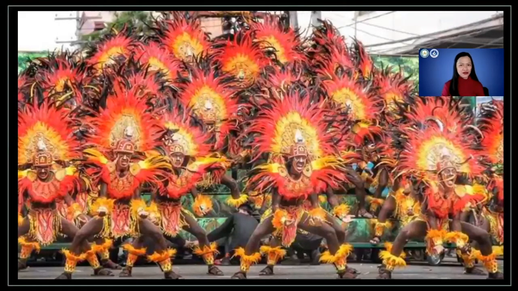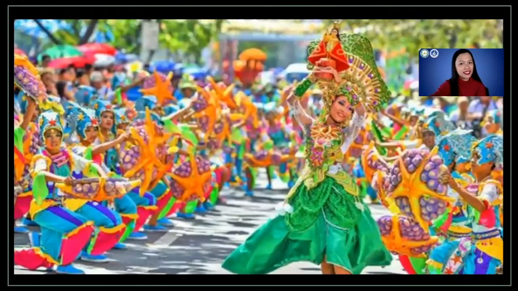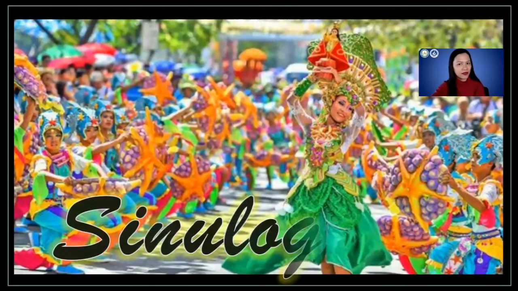The province is well known for its festivals. In fact, here in Iloilo, we have the well-known, world-renowned Dinagyang Festival. A similar festival is also held in Cebu, and that is the Sinulog Festival. There are similarities between the two, and to compare these two festivals, we can use this diagram.